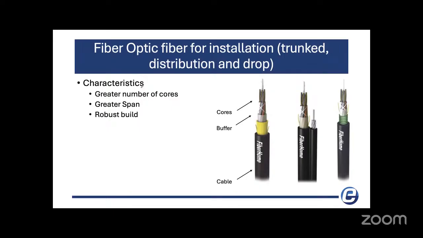So what are the characteristics of fiber installation? You need to consider the number of cores, the span, and the build. For example, all of this is exterior fiber, but these ones are aerial. You can see this one's mini figure eight because they have a steel messenger cable. This one's self-supported, but this one is underground because it's shielded. You can see the shield here.